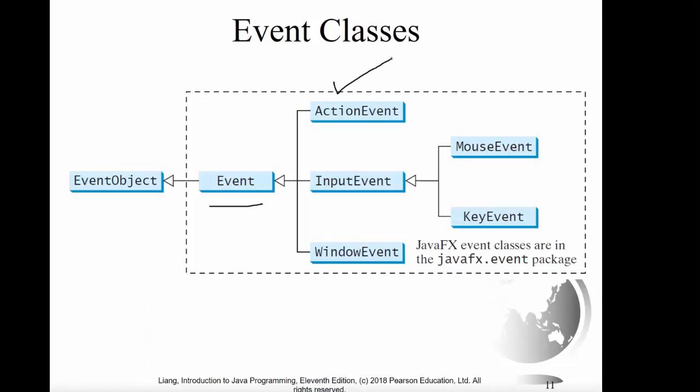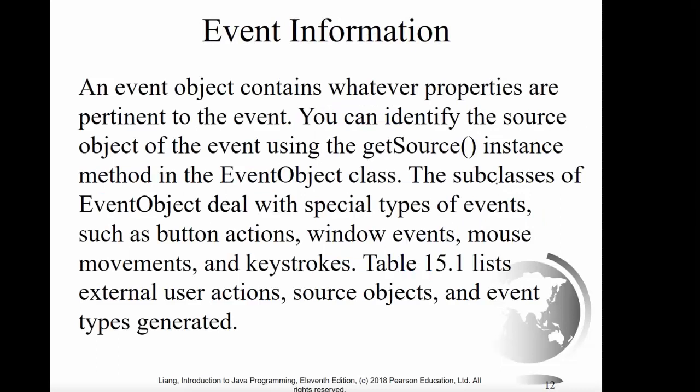Action event, input event. We don't usually use the input event. We use one of its subclasses, either mouse event or key event. And there are window events. What are the window events? When you minimize, enlarge, or close a window, all these things. So three major events: action event, mouse event, and key event. We will see them. That's one good thing.